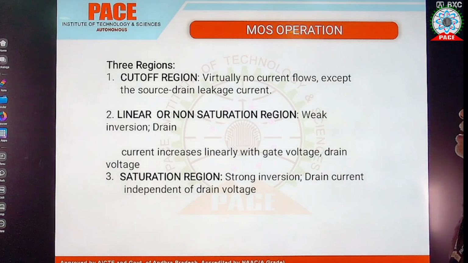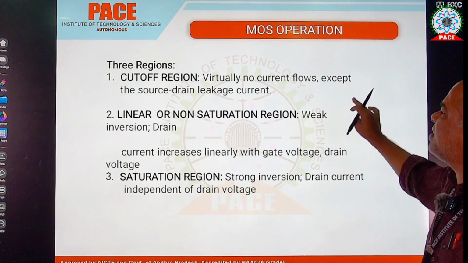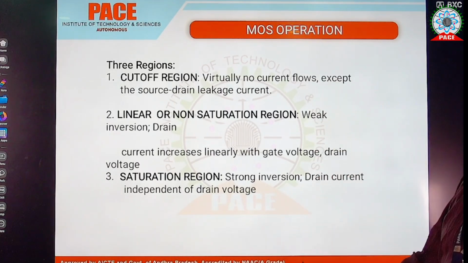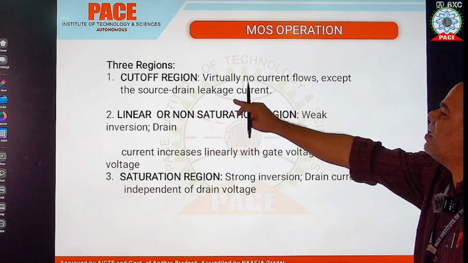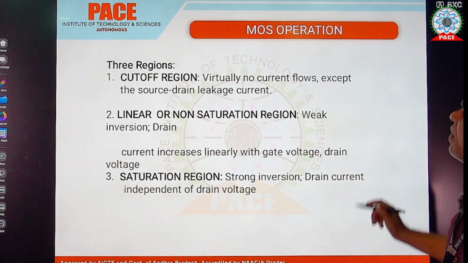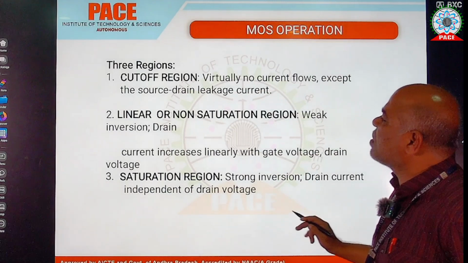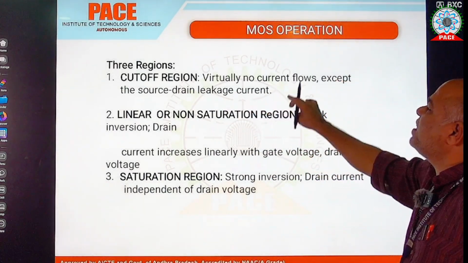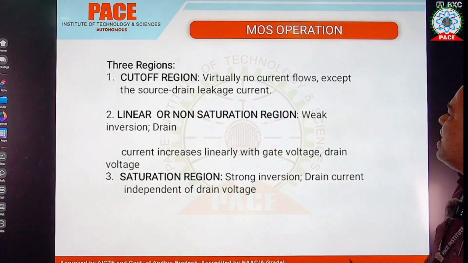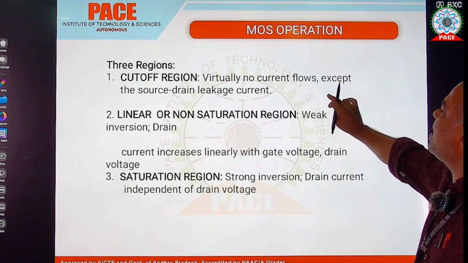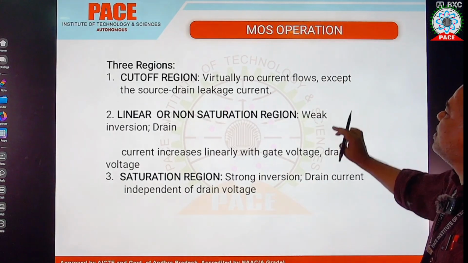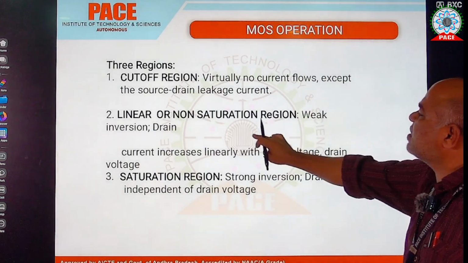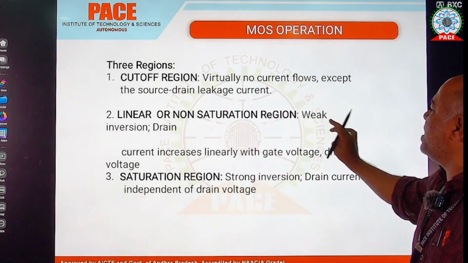Actually, the MOS transistor operates in 3 regions. The first region is the cutoff region. Cutoff region means that when VGS, the gate to source voltage, is less than the threshold voltage, there is cutoff and no flow of current. Then coming to the next, the linear or non-saturation region, where there is weak inversion, because VGS is greater than VT.